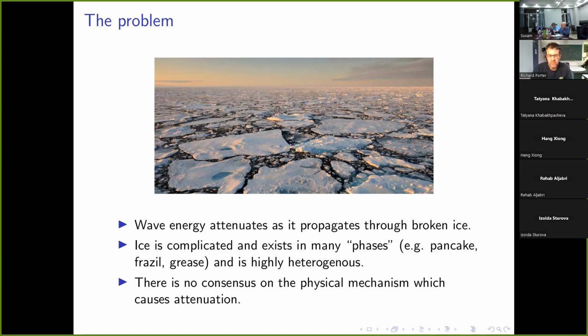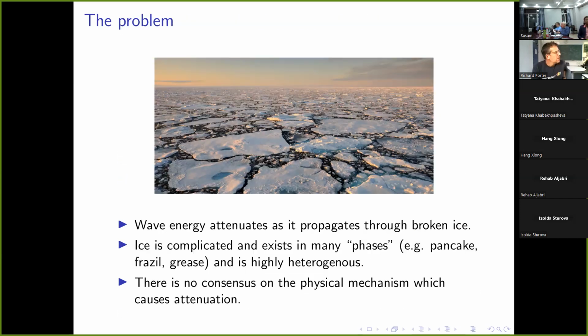It's well known from physical observations that the wave energy, as it propagates through these vast areas from the open ocean towards the shore-fast sea ice, the wave energy attenuates. And as far as I'm aware, unless there's been recent developments or I'm completely unaware of the state of how things are, there's no yet consensus on what the physical mechanism is for this attenuation of sea ice. So I'll say this in just a second, perhaps.